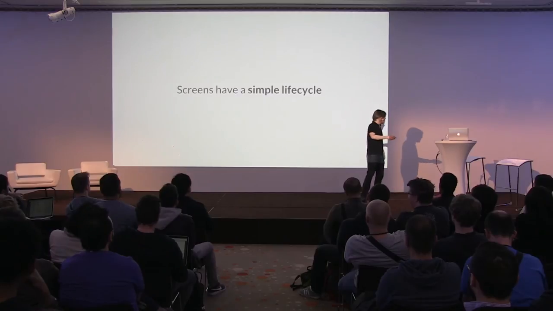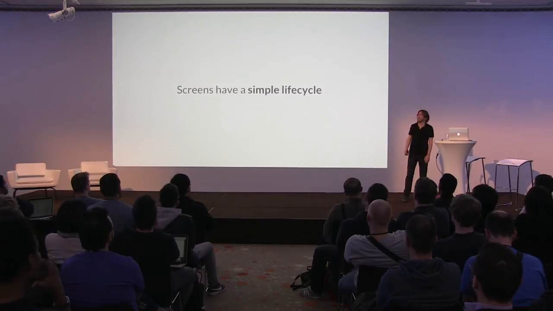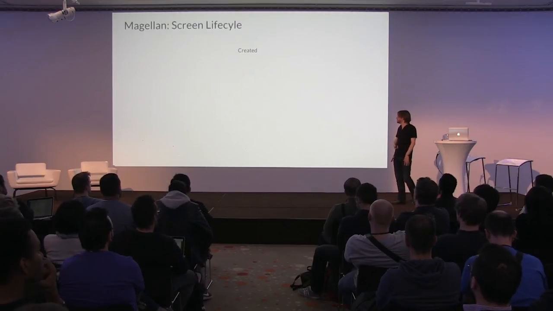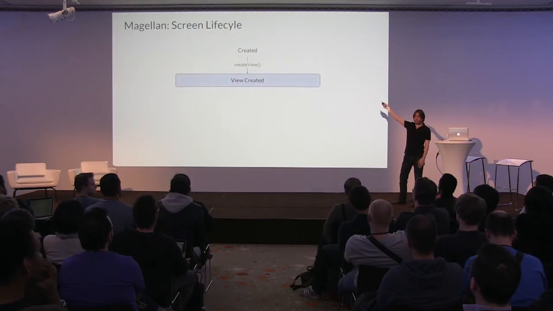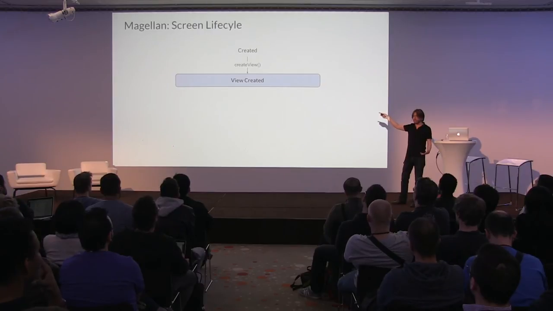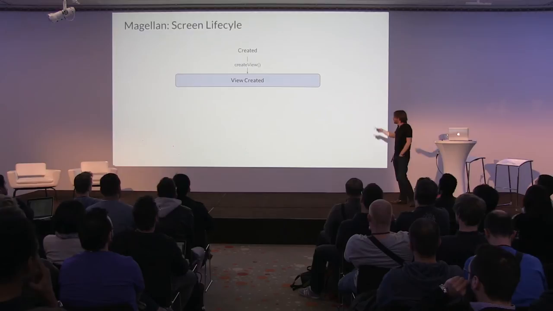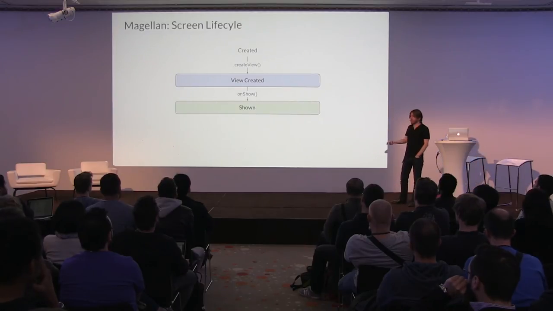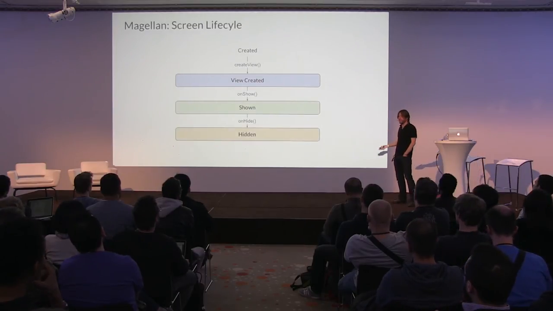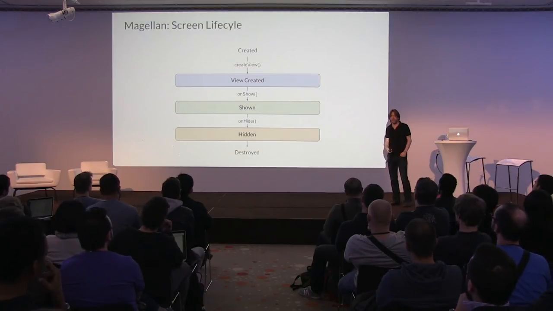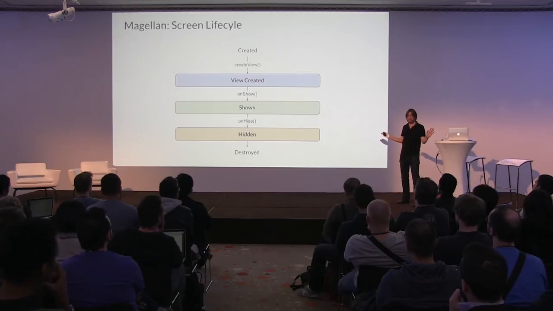And finally, go back to the beginning screen of a simple lifecycle, as promised. They're created, but notice that they're created with a constructor in Java. It's the normal constructor of Java, nothing fancy. The view is created, then it's shown, and it can be hidden. And then it's destroyed, but again, it's garbage collected, like a normal Java object. That's it. That's all we need.